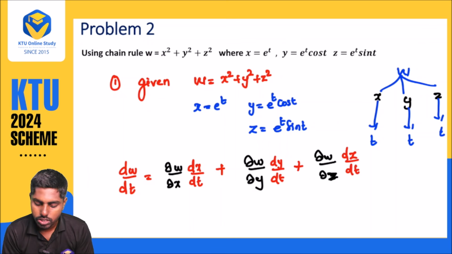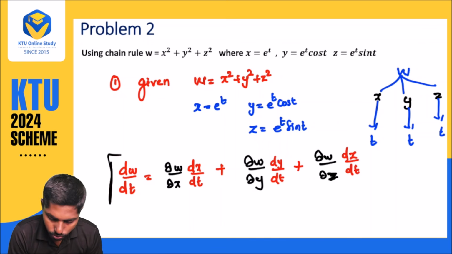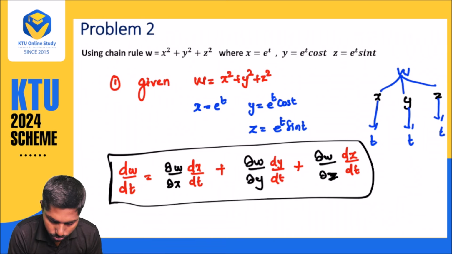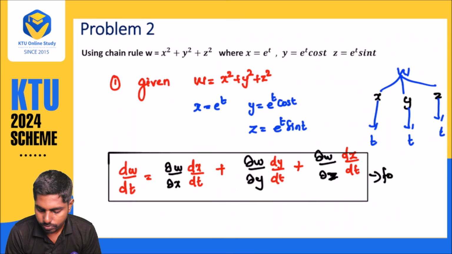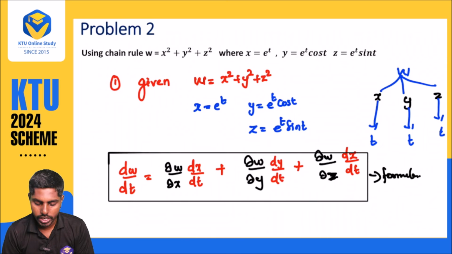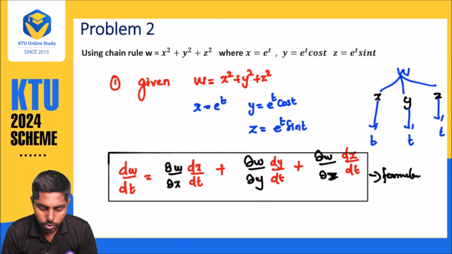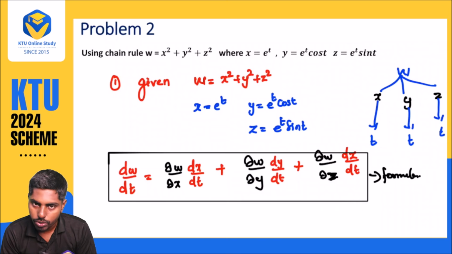This is the way you want to study the formula. Very simple formula you can study. Okay, this is the formula. If you draw the diagram, you can easily identify. Now, what are the things we want to identify? We want to identify ∂w/∂x, dx/dt, and ∂w/∂y we want to identify, and dy/dt we want to identify.